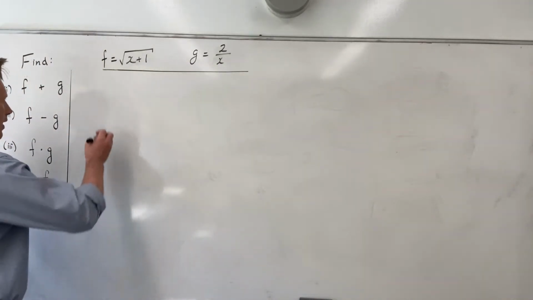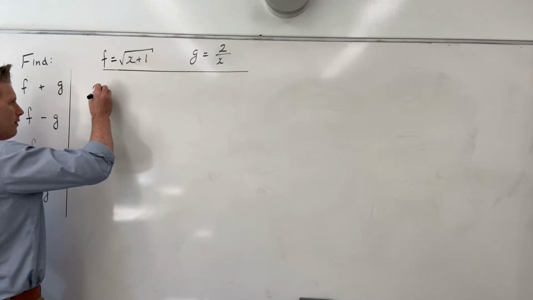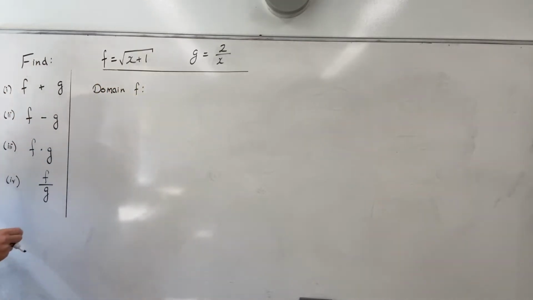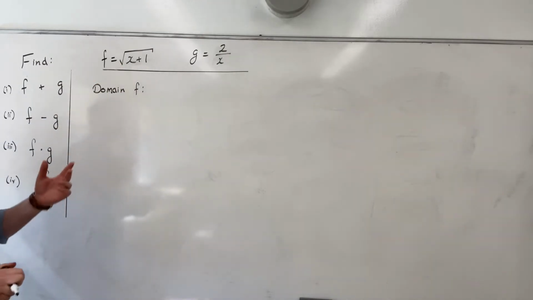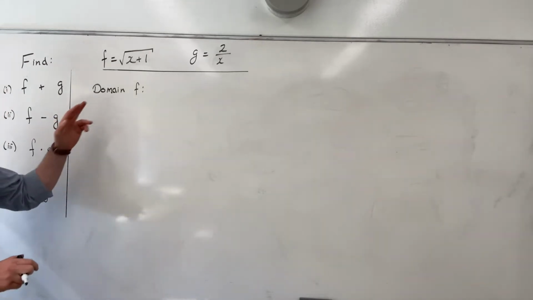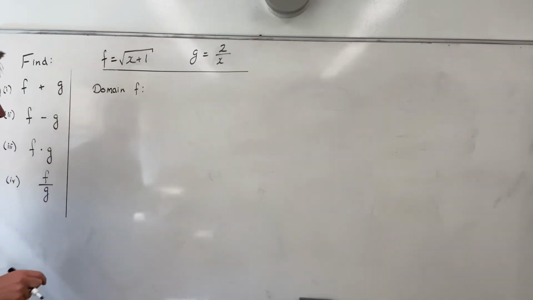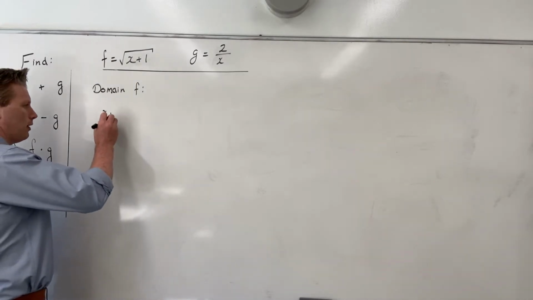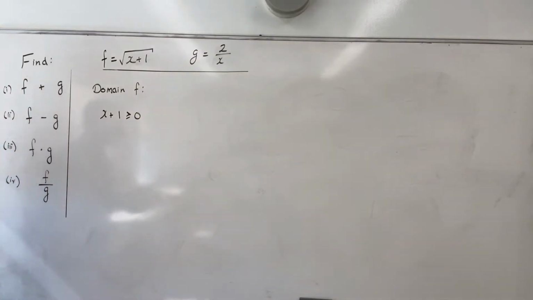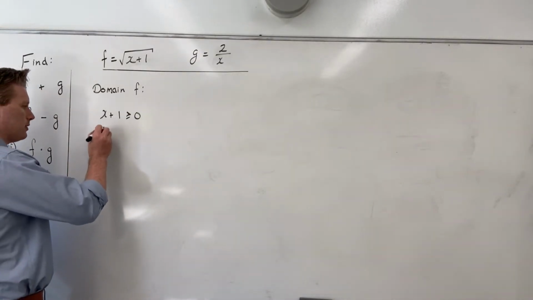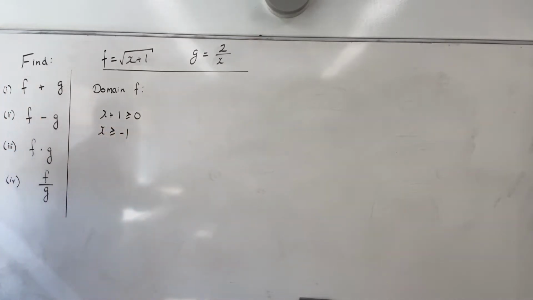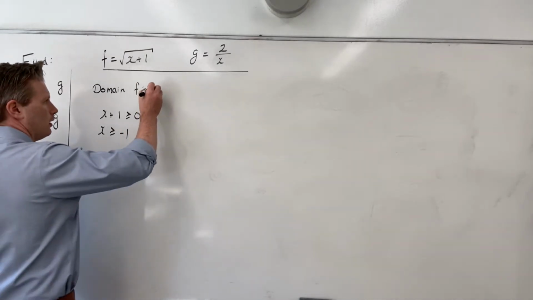So to find the domain of f, I know that I have a square root sign. So I know that I can't have a negative underneath my square root sign. And so x plus 1 must be greater than or equal to 0. Solving this inequality, subtracting 1 from both sides, I know that x therefore must be greater than or equal to negative 1.